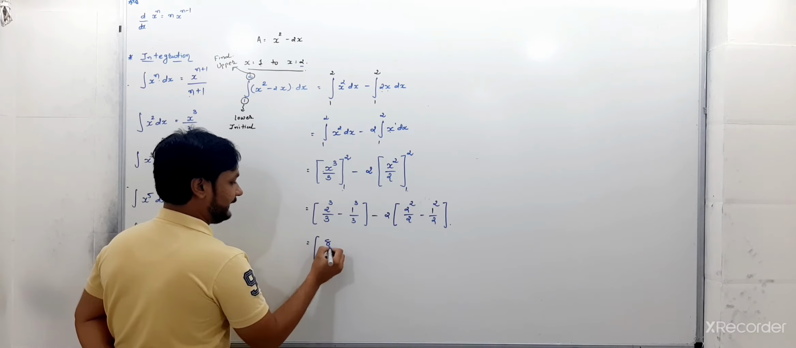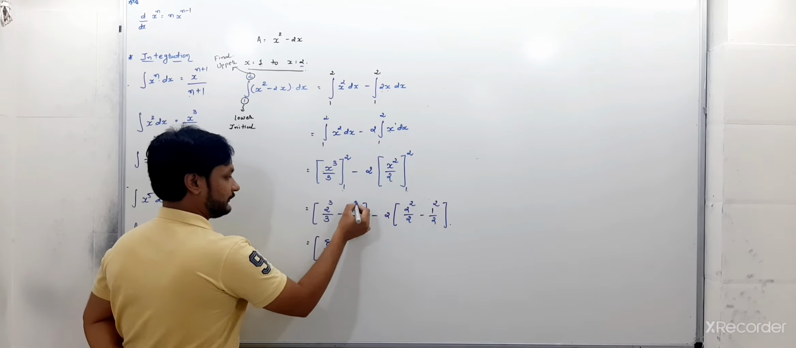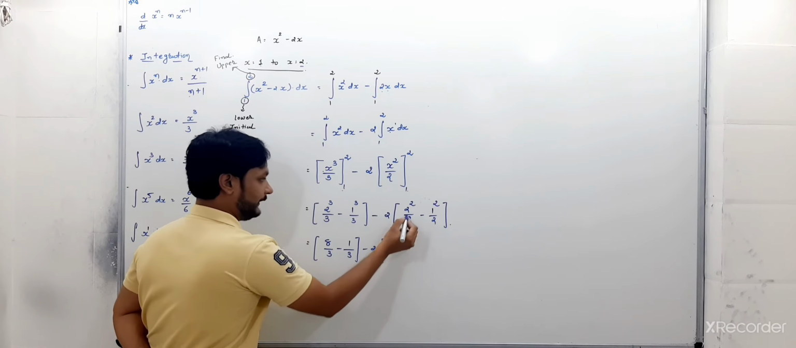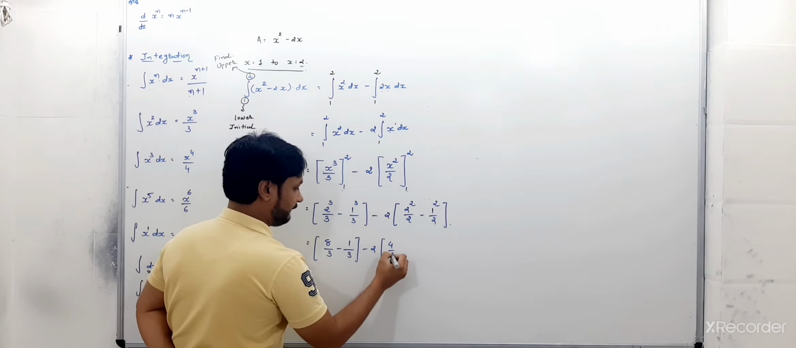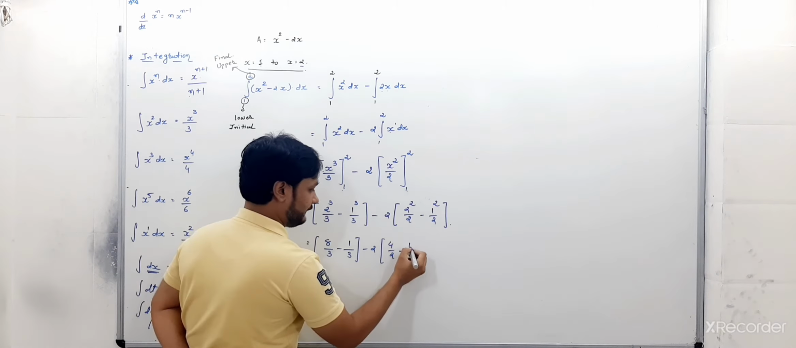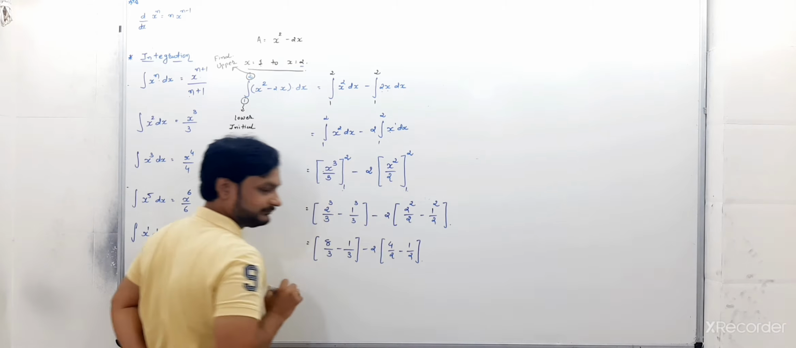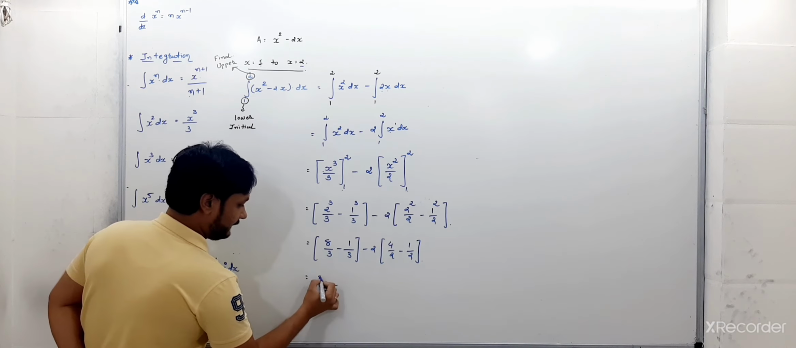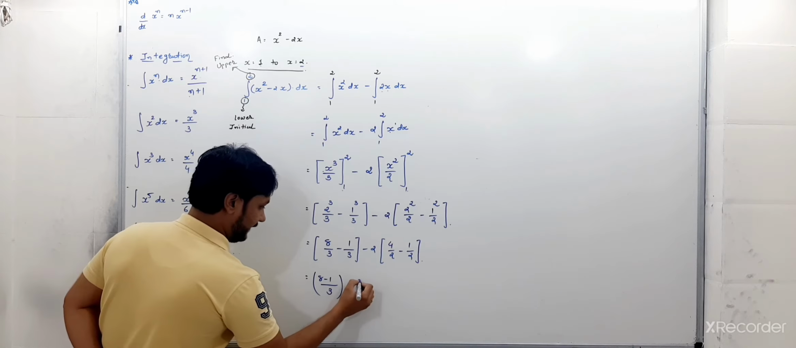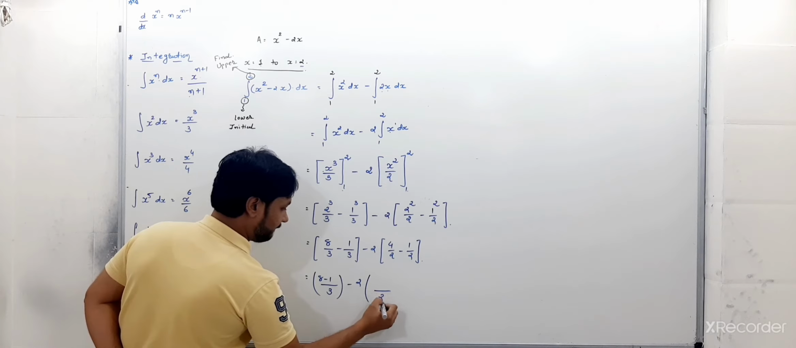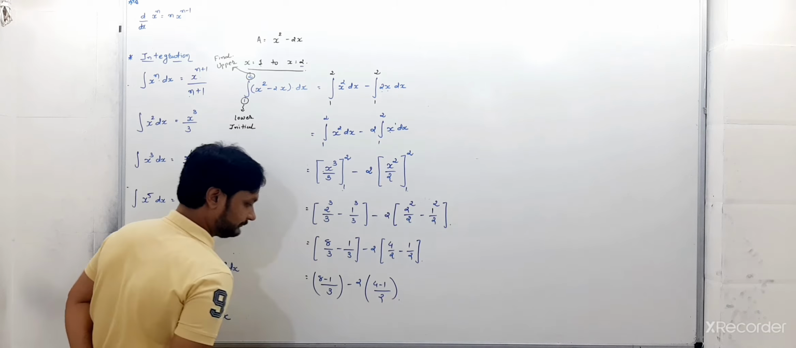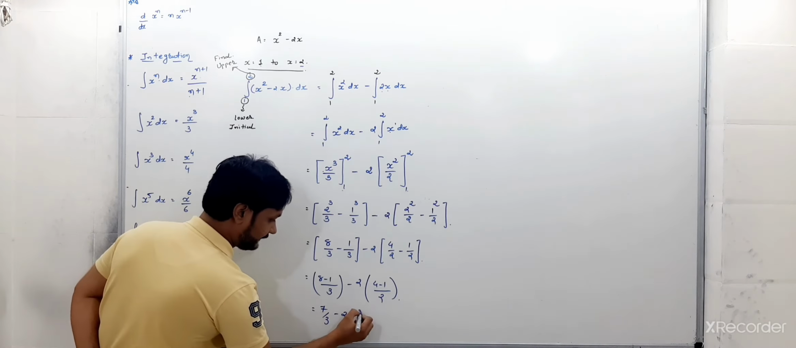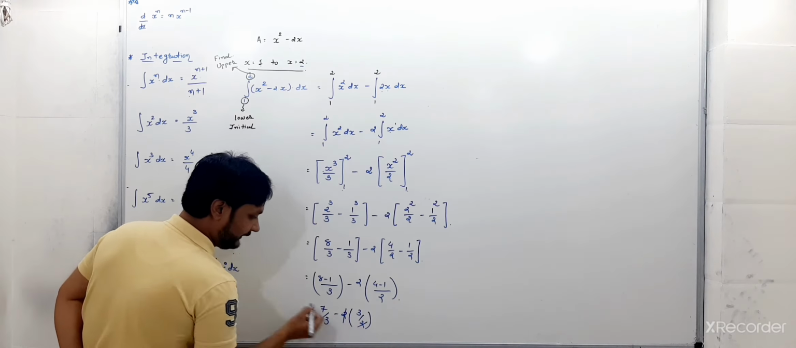2 cube, that means 8, divided by 3, minus 1 cube, that means 1, divided by 3, minus 2. Here 2 square, 4, divided by 2, minus 1, divided by 2. Then take the simplified value. So 3 will be common: 8 minus 1 minus 2. Here 2 is common: 4 minus 1. So 8 minus 1, that means 7, minus 2 in multiplication 3 by 2. So 2 will cancel out.